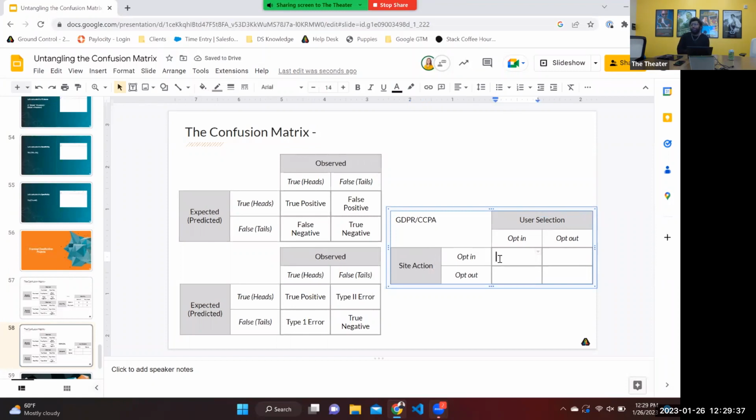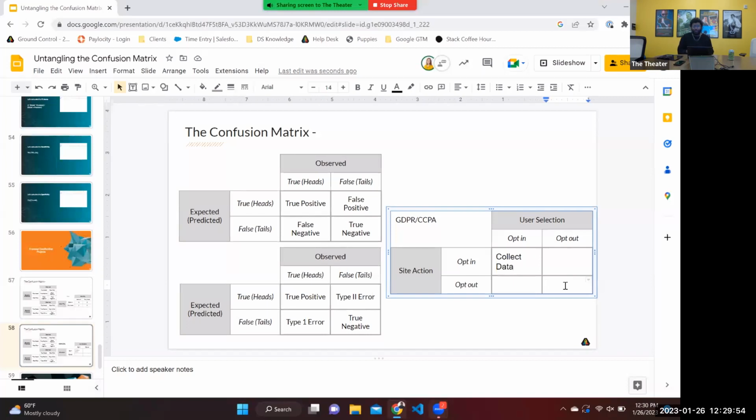So site action is: are we going to collect data? Are we not going to collect data? User selection: have they opted in? Have they opted out? So how are you going to treat them? First and foremost, they opt in and you treat them as they opted in, then we collect data, right? That's great. Here at Search Discovery, we're a data business. That's what we want to do. And you guys are data people, so that's good. If they opt out, then we do not collect any data. Ooh, sad, right?